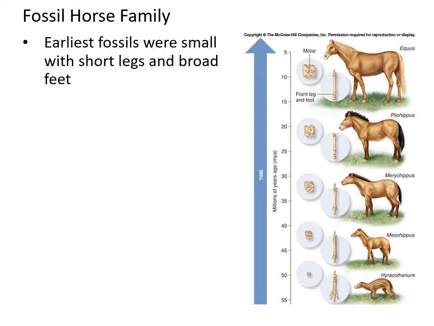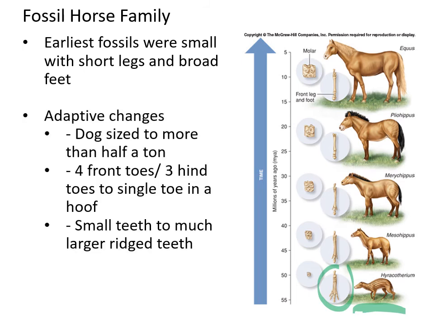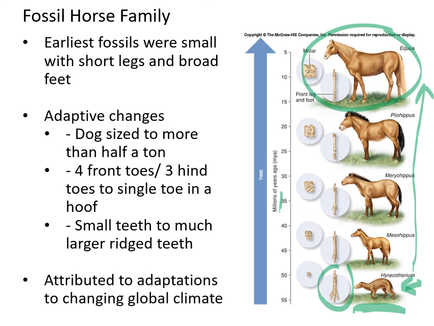Looking at horses and their fossils, the earliest fossils were small with short legs and broad feet. So we're looking at these guys down here, and at the leg bones of the early horse. The adaptive changes: they went from about the size of a dog, and over millions of years changed to become what we see in the modern day horse. These changes are attributed to adaptations to changing climate, and the structures you see in the modern day horse are more advantageous for the particular climate they're in than their ancestors' physiology would have been.